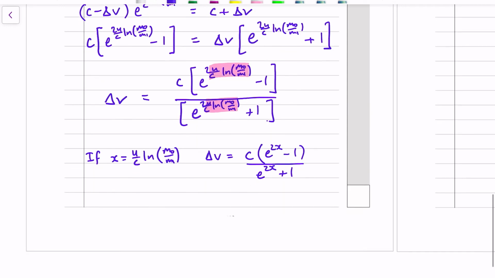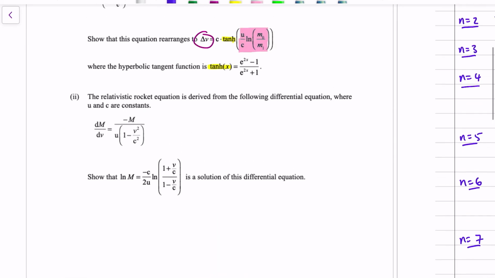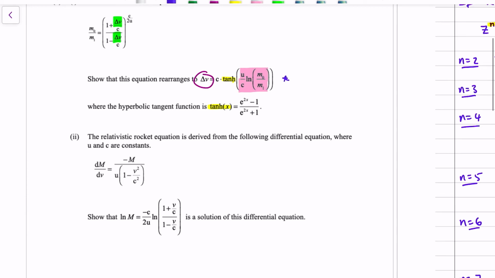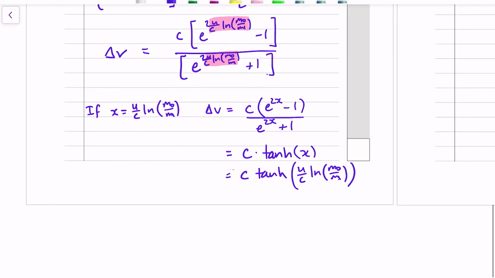So suffice to say that this is equal to c times the hyperbolic tan function of x, which is c times the hyperbolic tan function u over c ln m0 over m1. And that's the proof done. Box, smiley face.